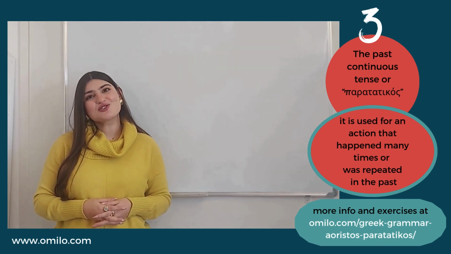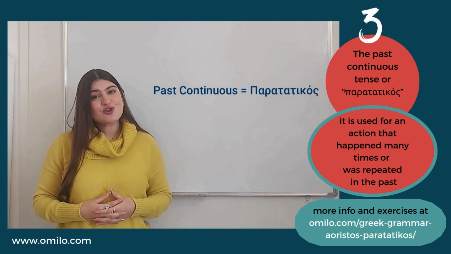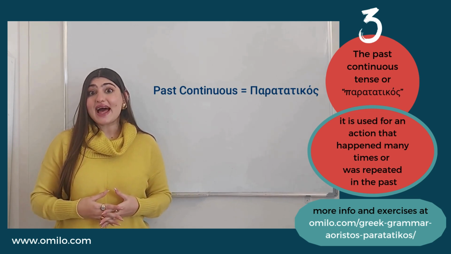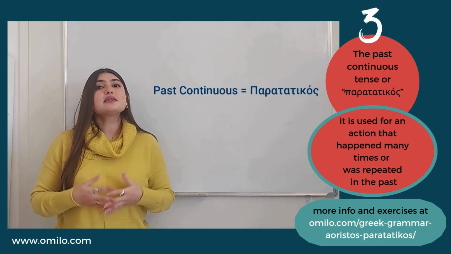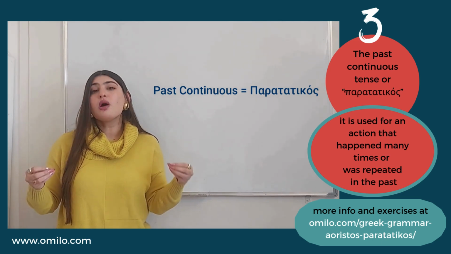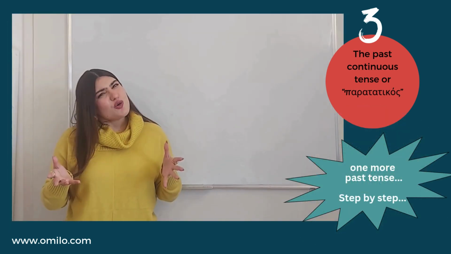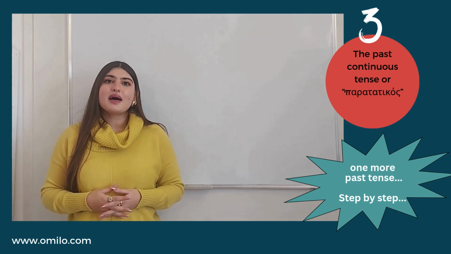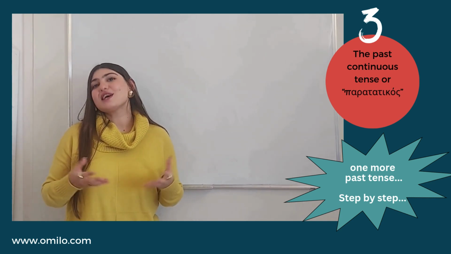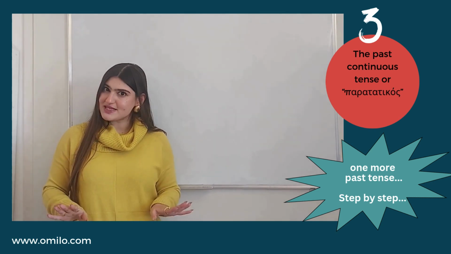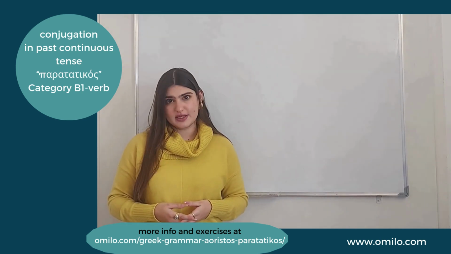However, there is also another past tense, Παρατατικός, which Greeks use to describe an action that happened many times or was repeated in the past. This tense shows duration or a past habit, something we kept doing in the past. I know this might look complicated, but if you want to sound like a native, you will have to learn this tense as well. We will take it step by step. So now let's see the conjugations of ρωτάω in past continuous.